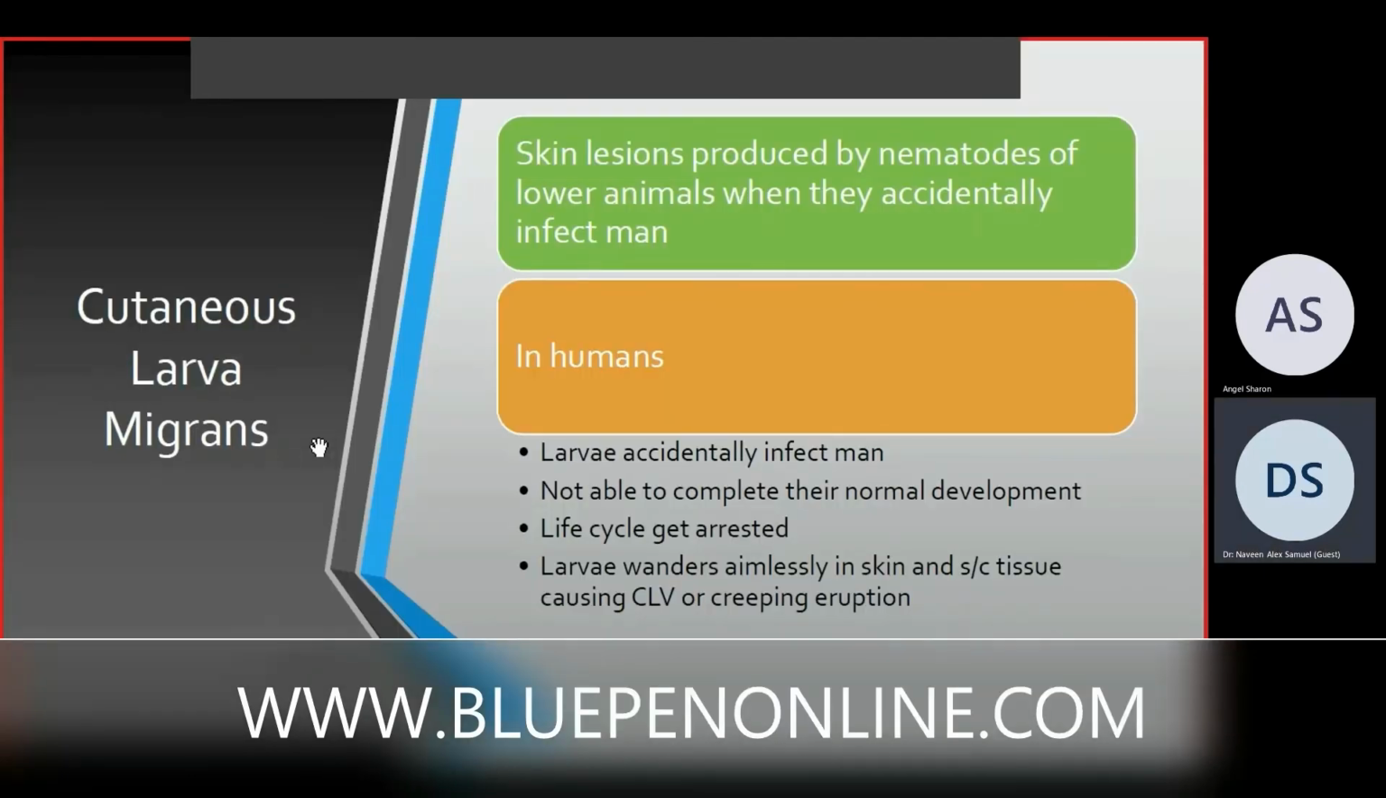Then next is cutaneous larva migrans. Skin lesions are produced by the nematodes of the lower animals when they accidentally infect man. In humans, the larvae accidentally infect the man and are not able to complete their normal development. So cutaneous larva migrans usually occurs in infection with nematodes that have an accidental infestation in humans.